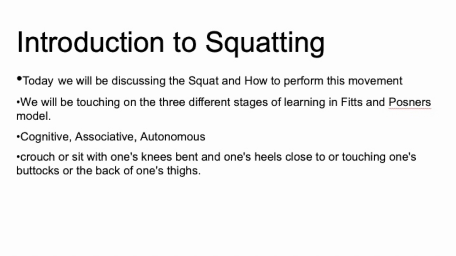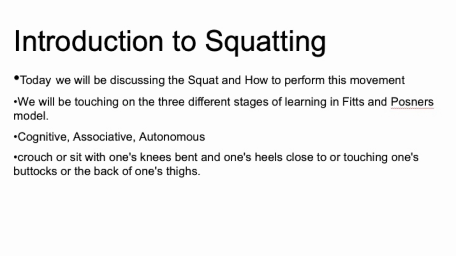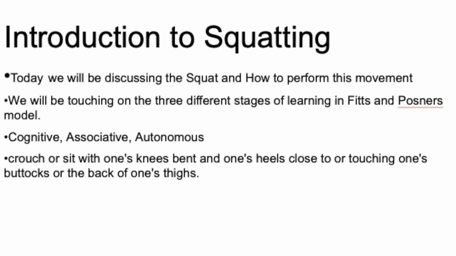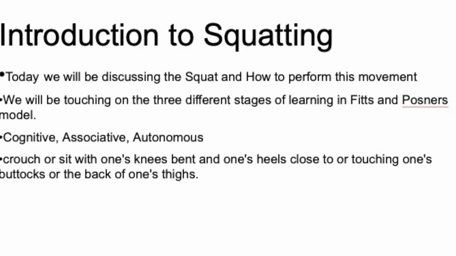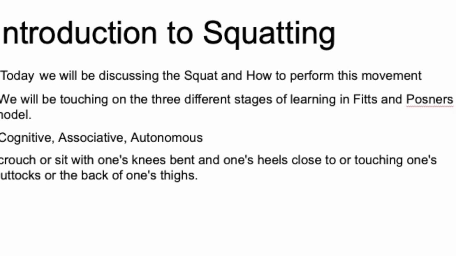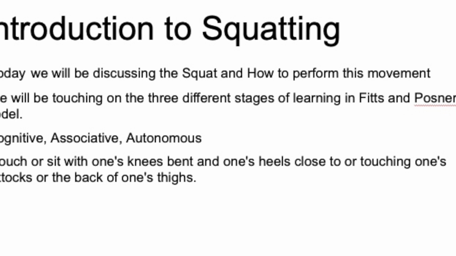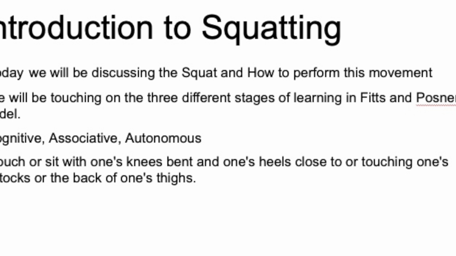Today we will be discussing the squat and how to perform the movement. We will be touching on the three different stages of learning in Fitz and Posner's model: cognitive, associative, autonomous. It is a crouch or sit with one's knees bent and one's heels close to or touching one's buttocks or the back of one's thigh.